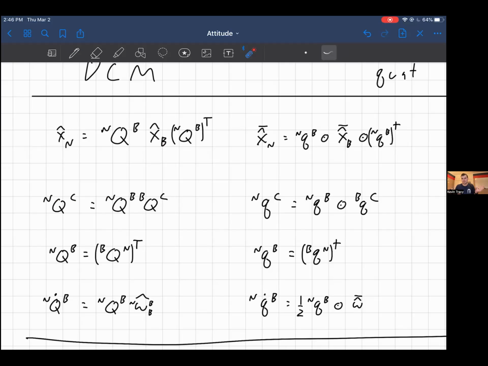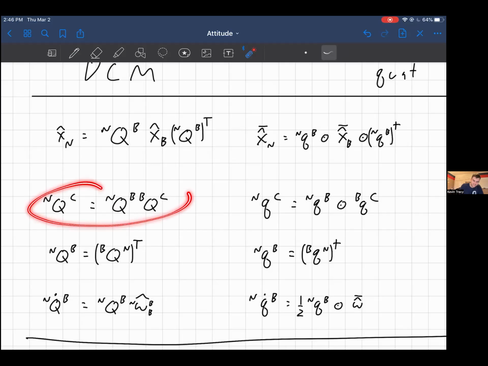So where I'm multiplying matrices in rotation matrices, I'm using quaternion multiplication. Where I'm transposing in rotation matrices, I'm doing a quaternion conjugate. And when I do this hat map, I have my quaternion hat map. So there's this great symmetry between all these things.